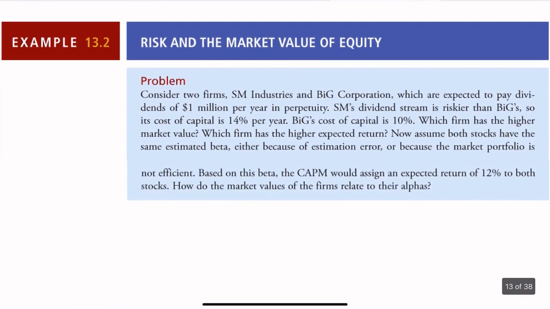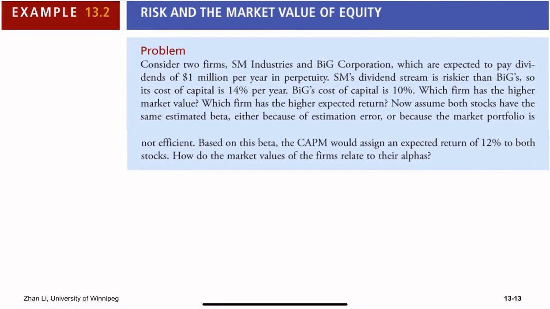Okay, let's end this lecture with this example here. Let's consider two firms, SM Industries and Big Corporation, which are expected to pay dividends of $1 million per year. And SM's dividend stream is riskier than Big's, so its cost of capital is 14% per year. Big firm's cost of capital is 10%. Which firm has the higher market value? Which firm has higher expected return?